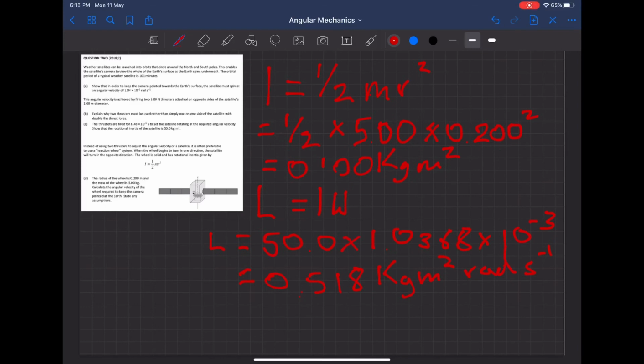And our main idea here is that there are no external forces acting on the satellite, as angular momentum is conserved. We know it's a closed system. There are no other forces, no torque being produced, nothing acting on the satellite. So we can do this equation.